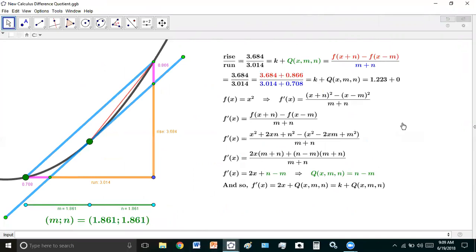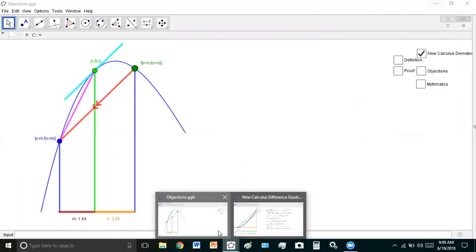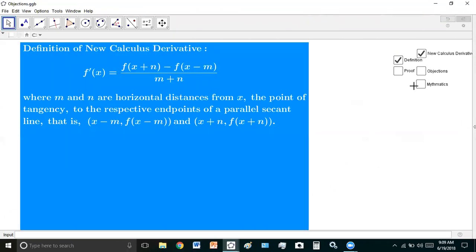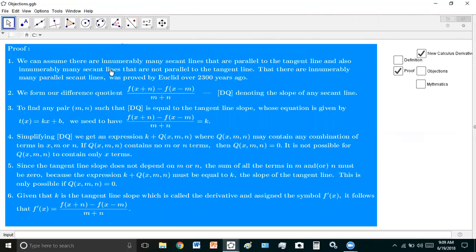And I advise you to go there and study how to do it using simple algebra, or look at one of these demonstrations here, this applet, where I show you the definition, and then I give you the proof. You can assume that there are innumerably many secant lines, and see how to prove that this is actually the derivative in a very systematic way using steps.